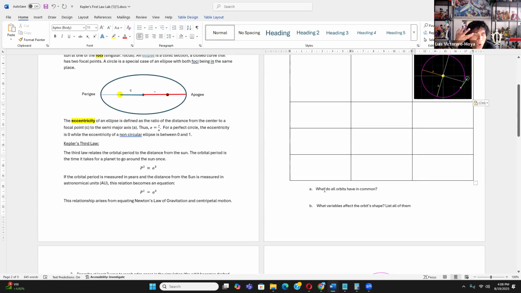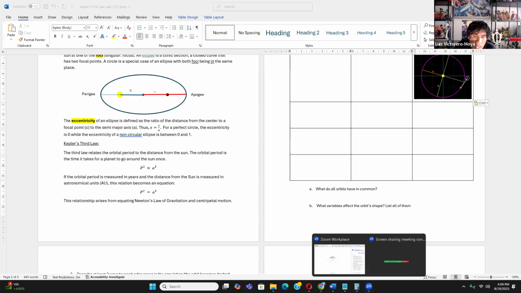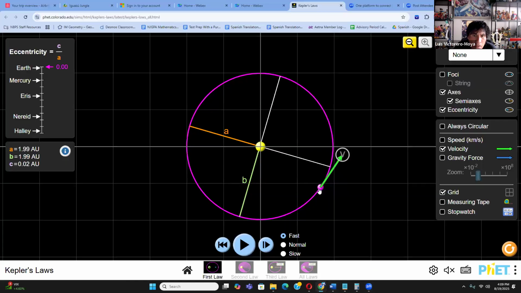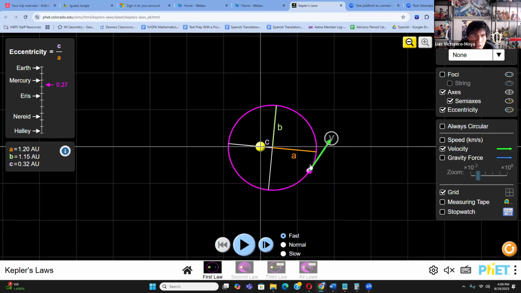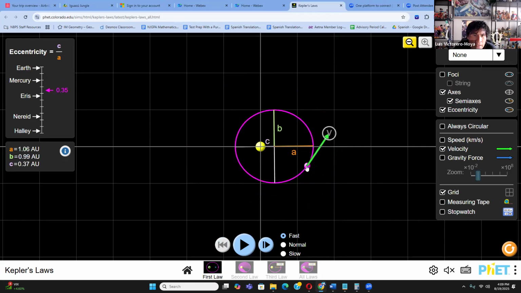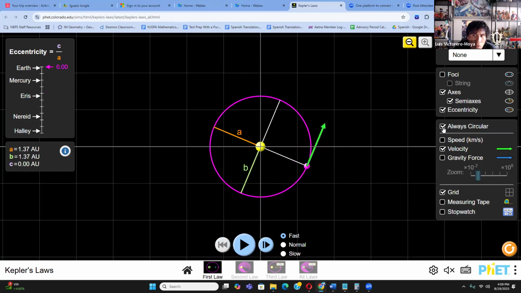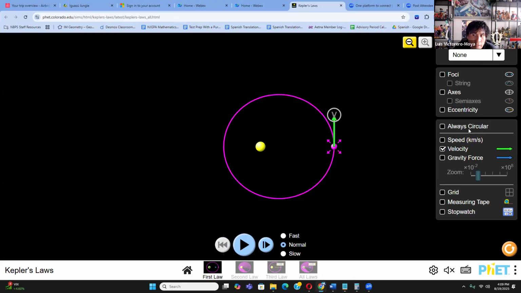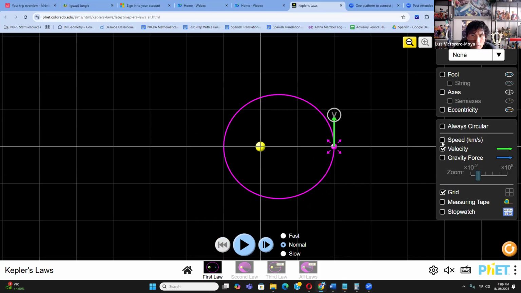What do all orbits have in common? I mean, guys, at least for the planets, you can see, right, what's the main characteristic? The sun is never at the center unless you make it circular. But that's not always the case, right? You start like that. You can add the grid, the axis, the focal points, and then you see that, right?